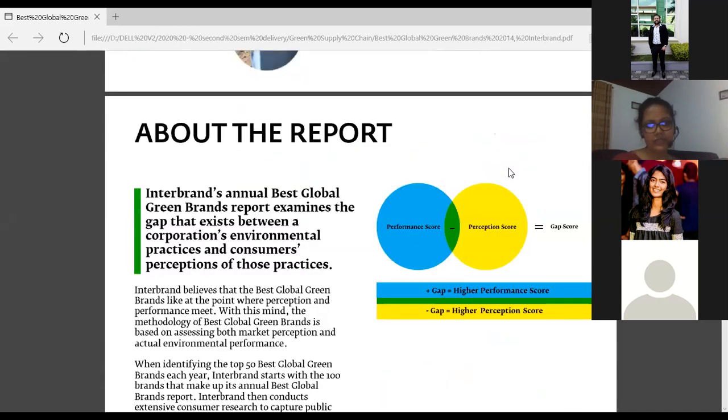Here they are giving a gap score. Gap score simply means the performance score reduced by the perception score. That means most business organizations have the perception that they have adopted green practices, but in the actual scenario, that might not be the case. That's why they have a gap score. Even though most organizations tell, for marketing purposes, that they are adopting green practices in their supply chain, actually it's not happening.